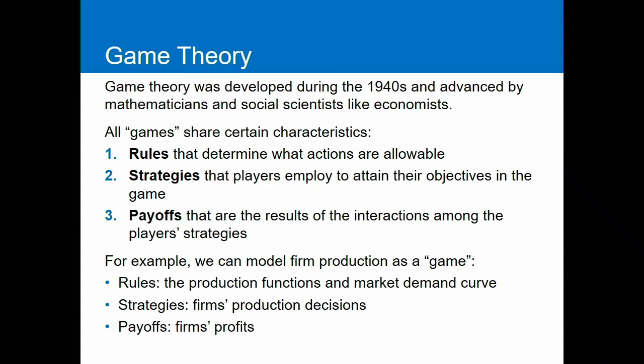What we're going to do is just imagine it. Imagine competition between two firms. But we can model this based off the payoffs. So these firms will develop strategies based on what they think their payoff is going to be. So if we're looking at firm production, we're looking at oligopolists. The rules of the game are going to be their production function and the market demand curve. The strategies are going to be their actual production decisions, how much they should produce. And the payoff is going to be the profits.